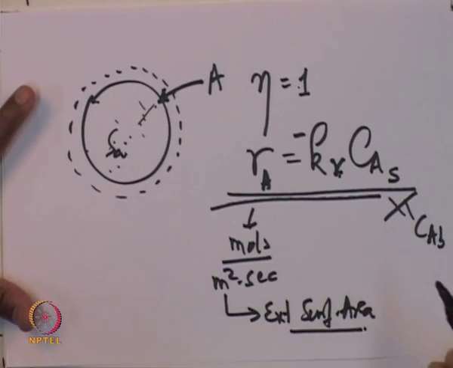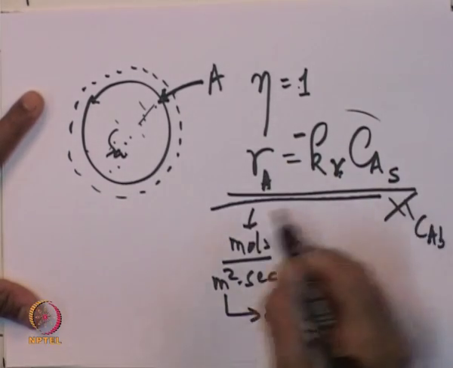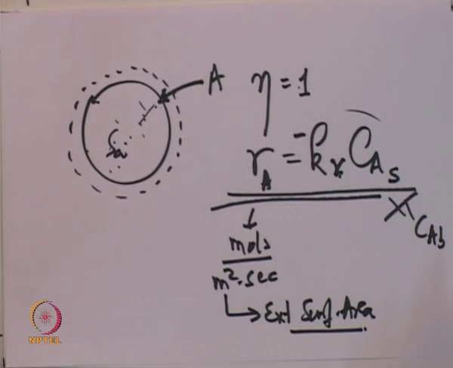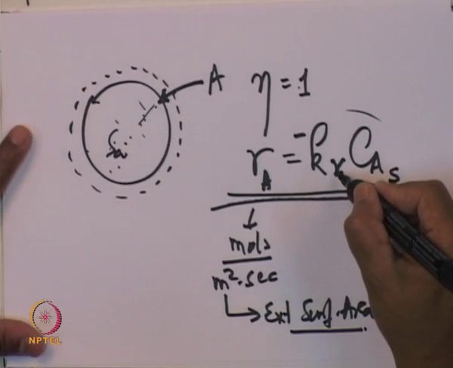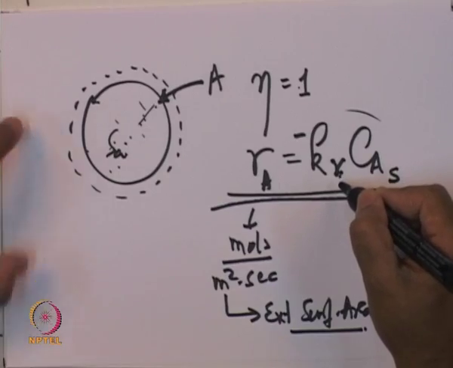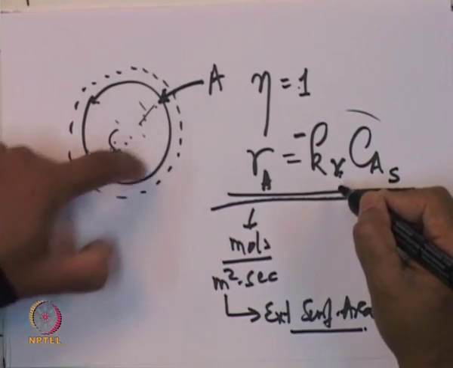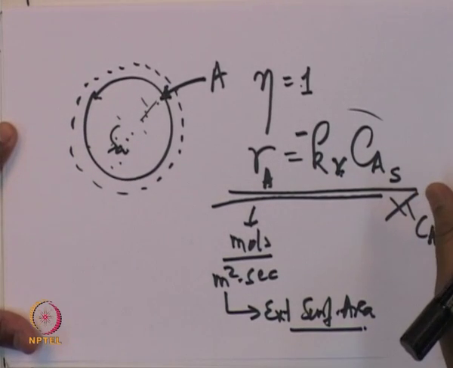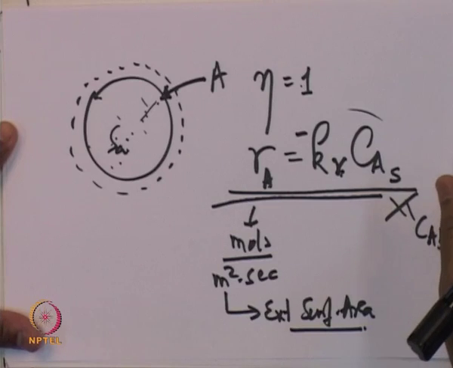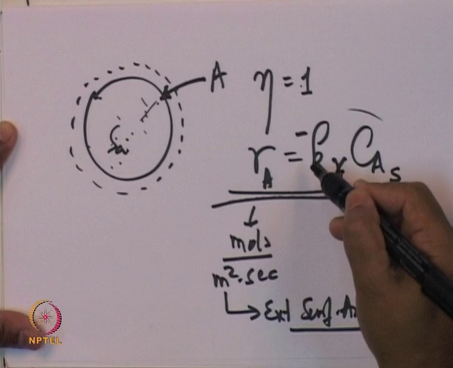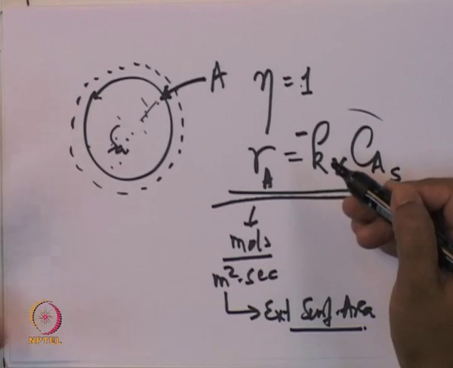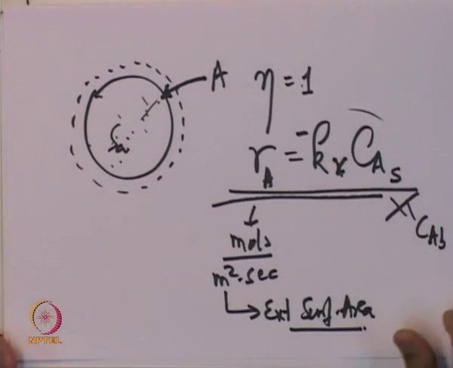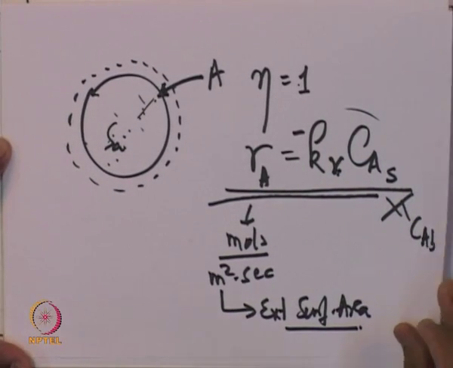So, now this rate is expressed in the same unit as that of mass transfer flux. That is why I am using KR here. So, KR is defined as the rate constant per unit external surface area. For that, I need to know the shape of the catalyst. I am assuming it to be spherical here. So, that I can now bring this on the same platform as that of the external mass transfer.